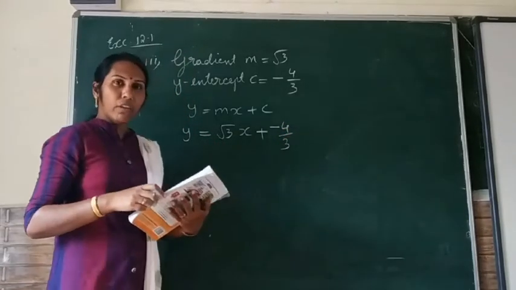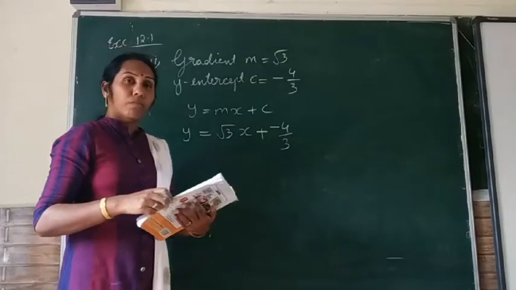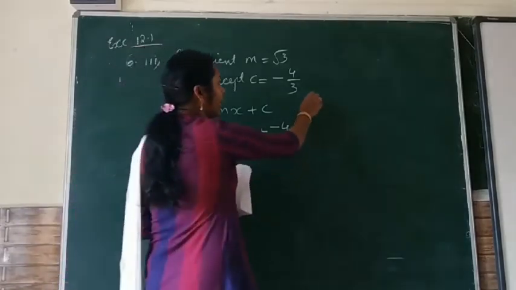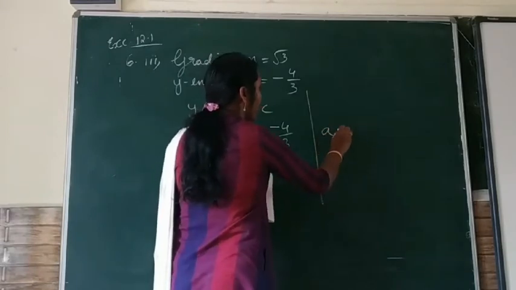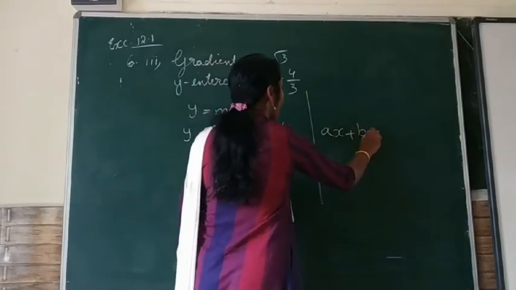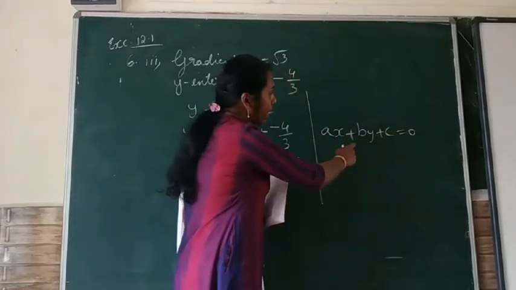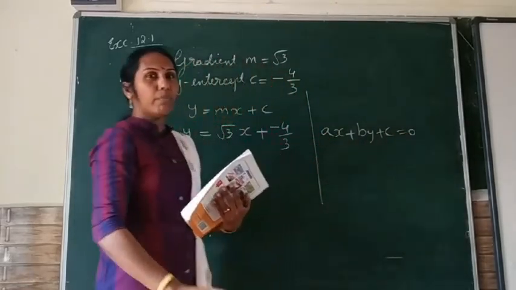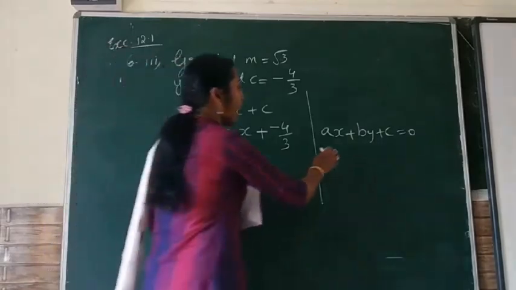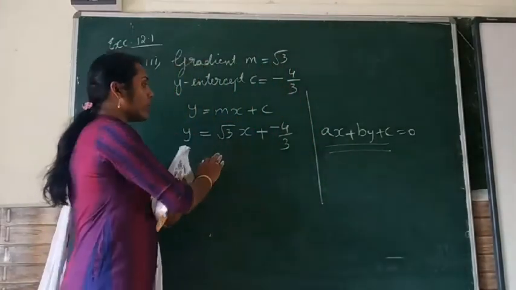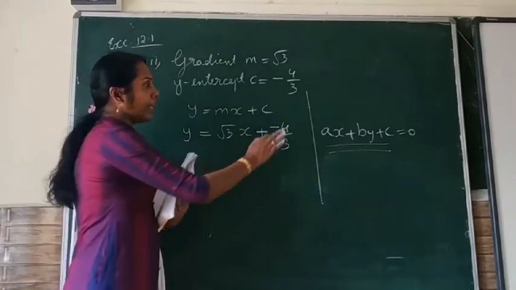So one thing we have to note, whenever we write the equation of a straight line, it has to be written in its standard form, that is ax plus by plus c is equal to 0. X term plus y term plus constant term is equal to 0. This is the standard form of equation of a straight line. So every equation which we form should be finally written in that form.